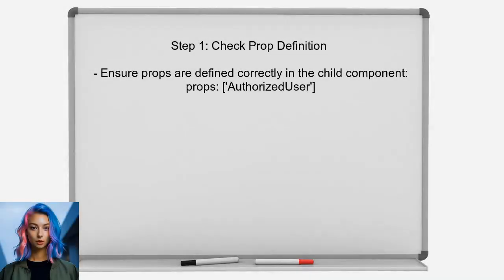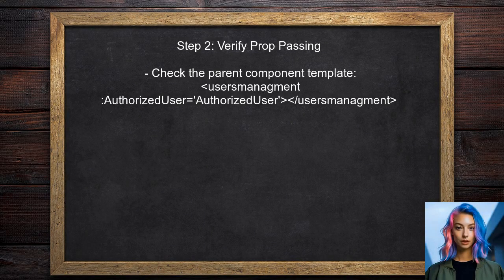To address the issue of the child component not receiving the props correctly, the user should first ensure that the data is being passed properly from the parent component. This involves checking the way the props are defined and used. Next, the user should verify that the parent component is indeed passing the authorized user object to the child component.